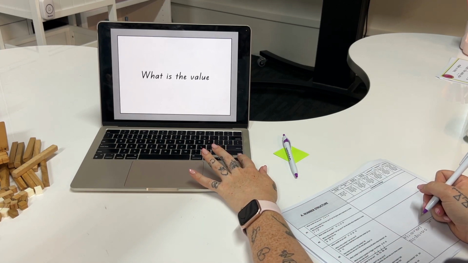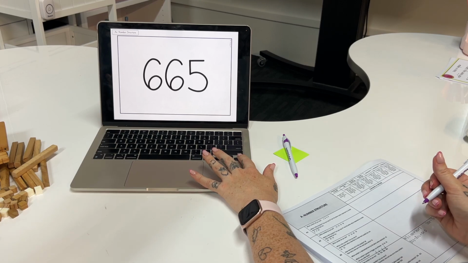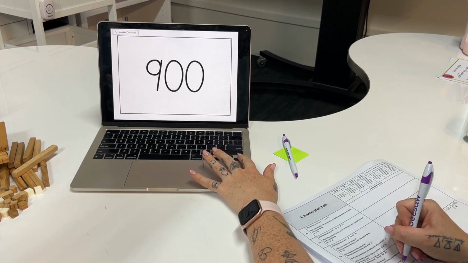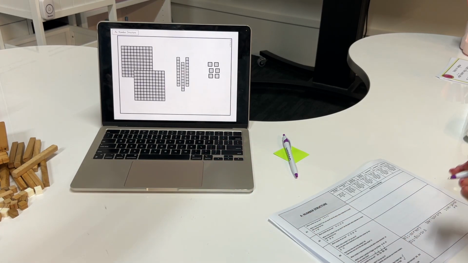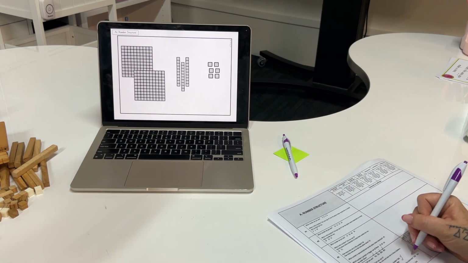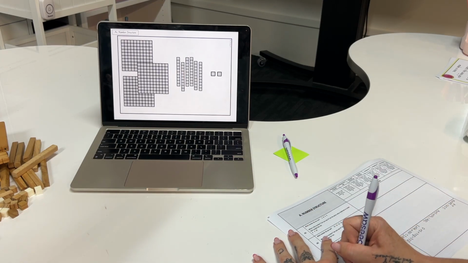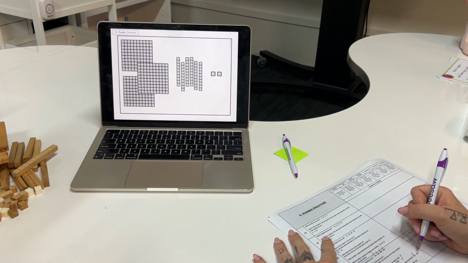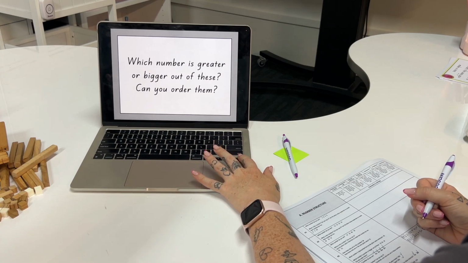Cool. What is in the hundreds placeholder? 6. What is in the tens placeholder? 9. Wait, 0. What number is shown here? 236. Awesome. This one? 364. Cool.